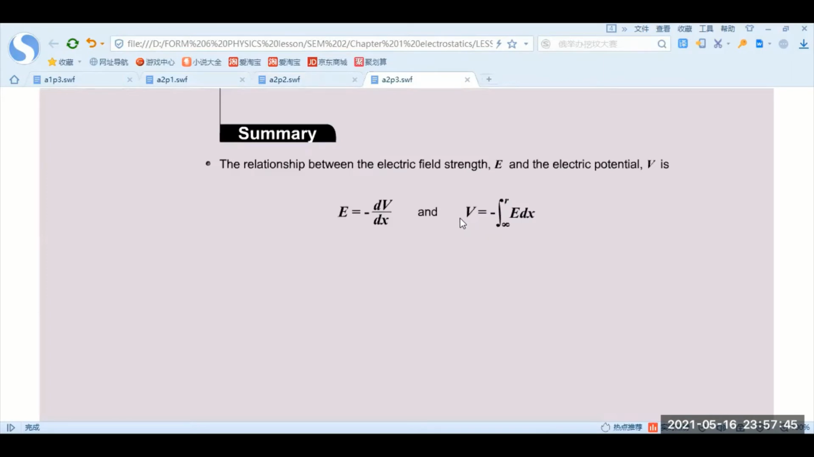Summary. The relationship between the electric field strength E and the electric potential V is E equal to negative dV over dx, where V is equal to negative integration from infinity to R for E dx.